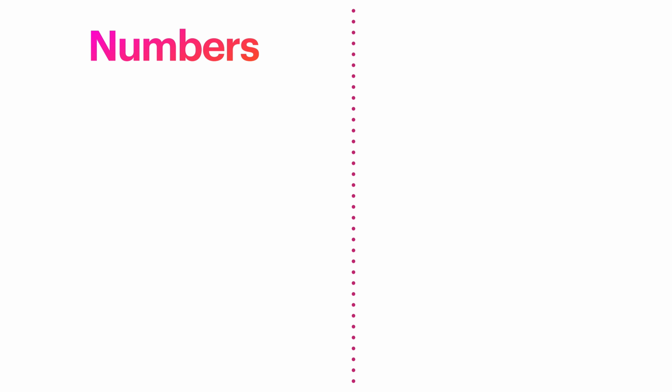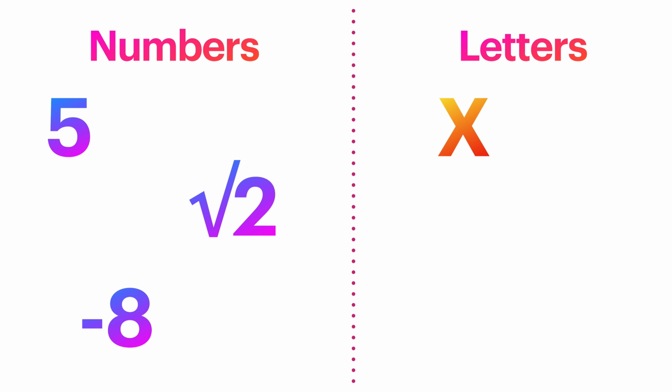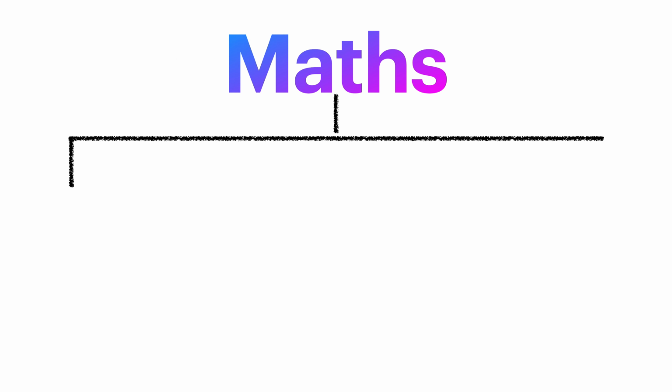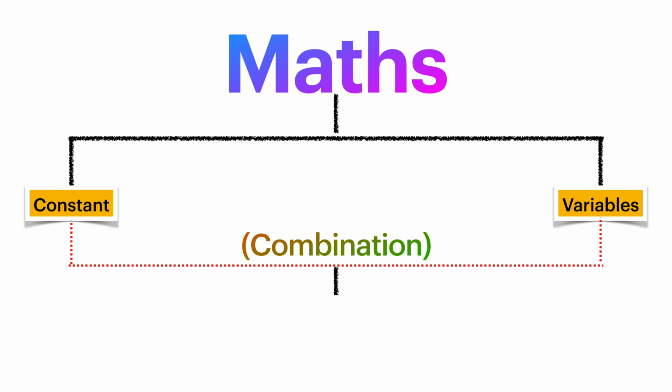And here are some examples of numbers: 5, root of 2, minus 8. And then we have some examples of letters such as x, y, and beta. So can we now say that maths deals with constants instead of numbers and variables instead of letters? And the combination of these two, we will see, eventually leads us to polynomials.